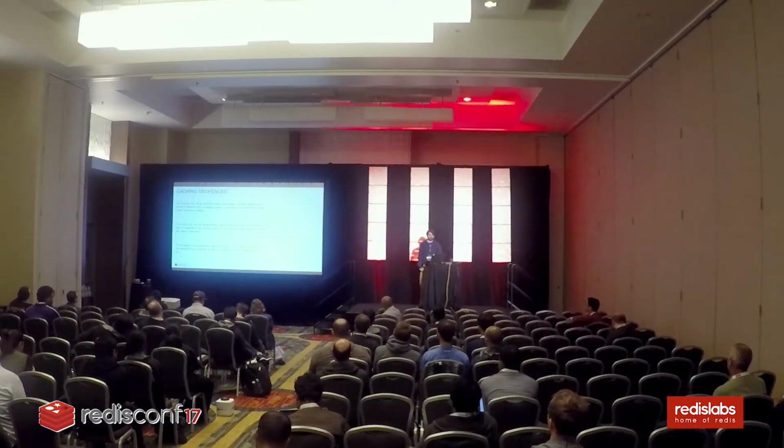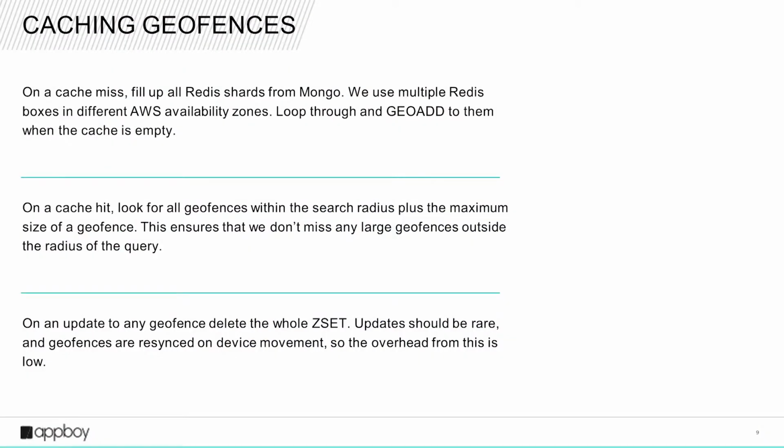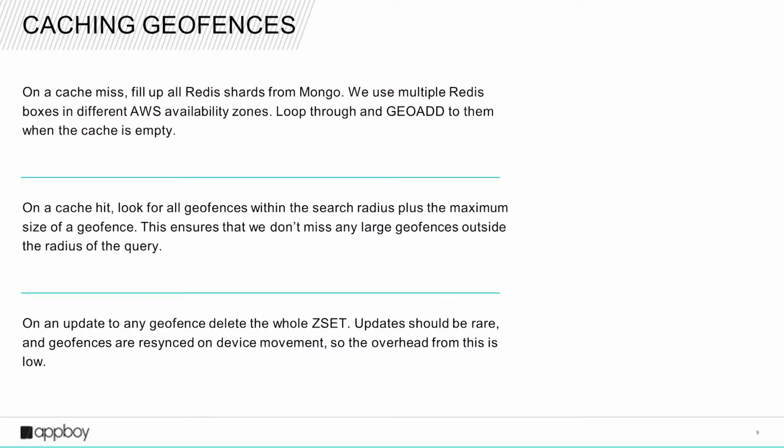Okay, so a little more detail about how we actually do this. We use multiple Redis shards. We use consistent hashing to figure out which shard, and it actually depends on what type of data we're caching. But in this case, we just push it to every Redis box. We don't really do any sharding with this, just in case a box is down, and there shouldn't be a ton of data here. So we have different Redis boxes in different AWS availability zones. We just loop through all of them and geo-add when there's a cache miss.